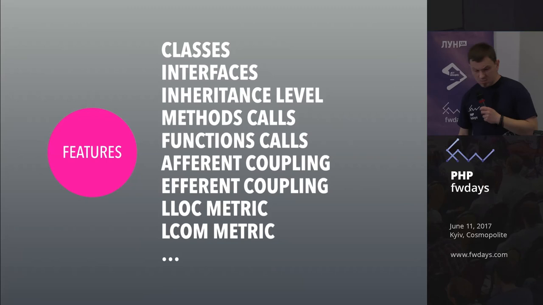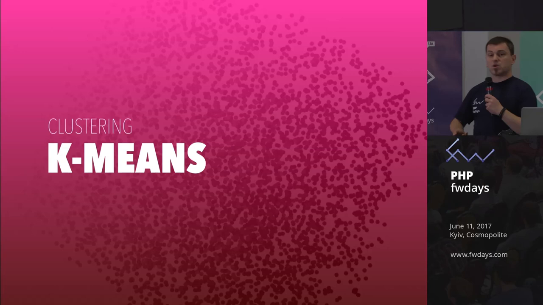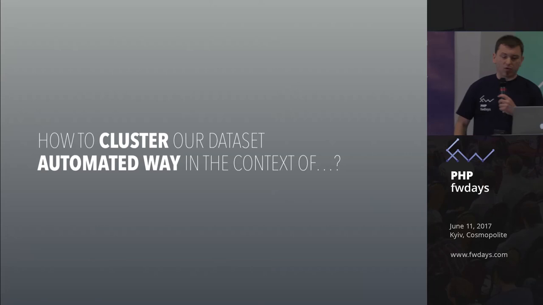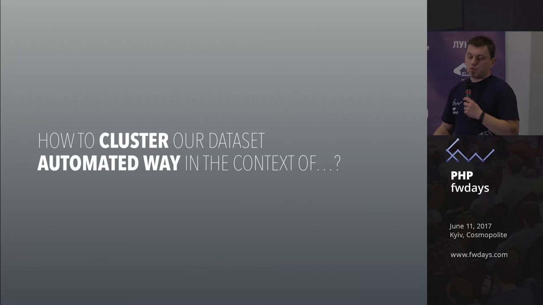So if you would like to automatically classify your data, you can run, let's say, a k-means algorithm. A k-means algorithm may be used, for example, if we would like to automatically classify our code reviews, let's say, to automatically reject some of them. We don't want to do these code reviews.